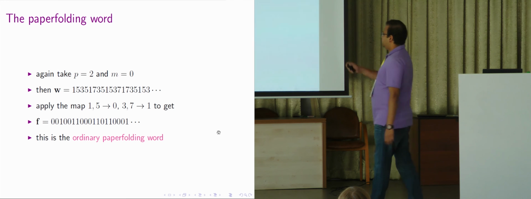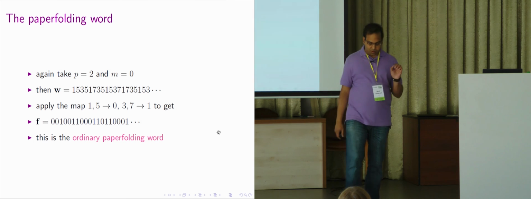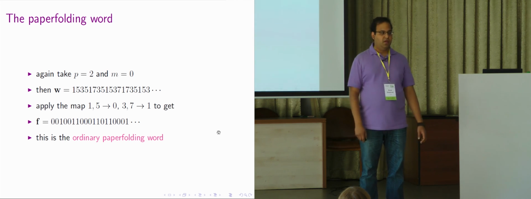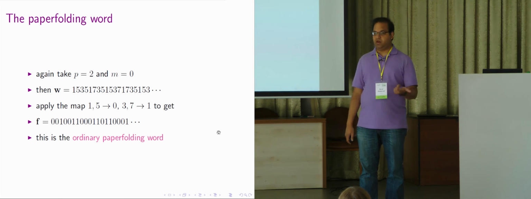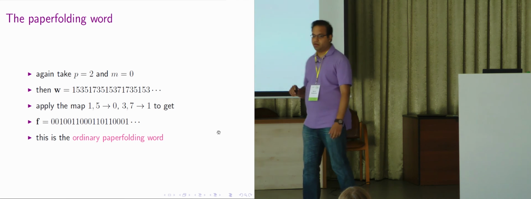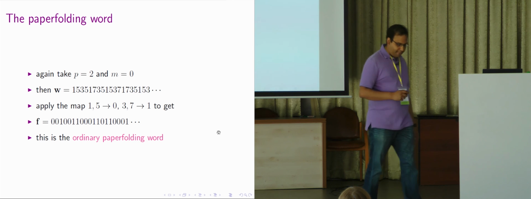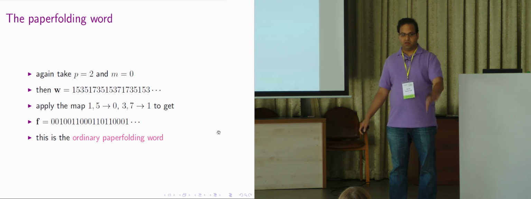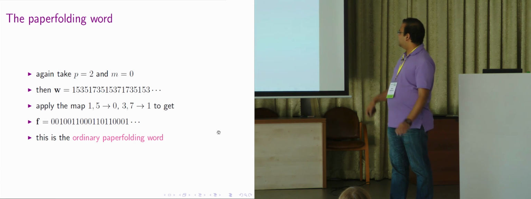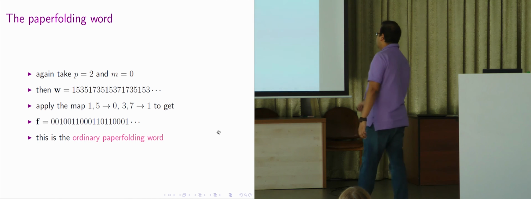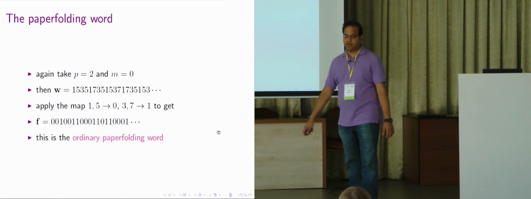So let's again look at this special case where we take p equals 2, m equals 0. The alphabet size, as we have seen, is 4. We use an alphabet 1, 3, 5, and 7. And this is the word that the theorem produces. Now, suppose we do this relabeling. We relabel 1 and 5, we map those to 0, and the 3s and the 7s, we map those to 1. So this is the infinite word that we get now over 0 and 1.